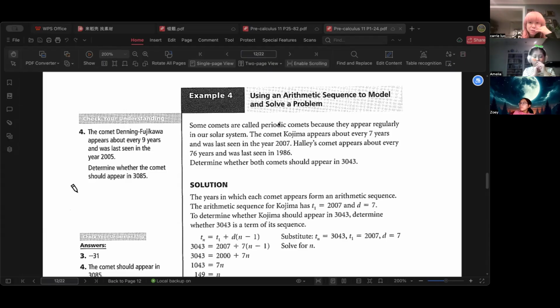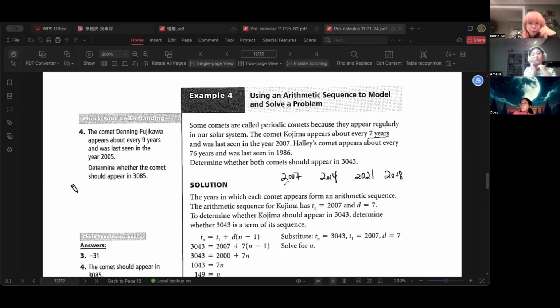Yeah, so let's take a look at this one. The comet Kojima appears every 7 years. So that means, for instance, if the last sighting is 2007, then in 2014 we're going to see it again, and in 2021, and 2028. Get it? And the other one is called Halley's. Halley's appears every 76 years. So that means most people in their entire life will see this comet maybe 2 times or maybe 1 time.